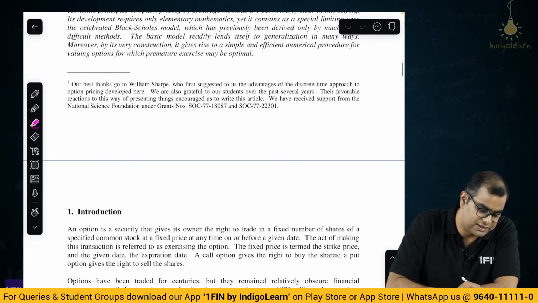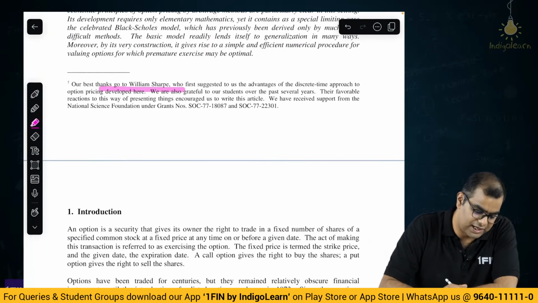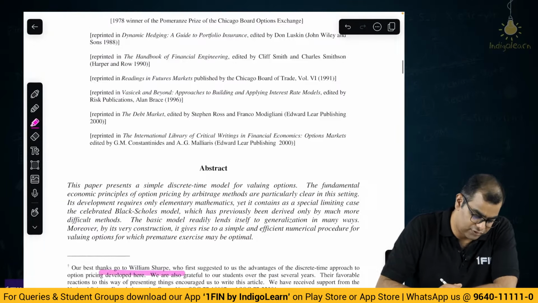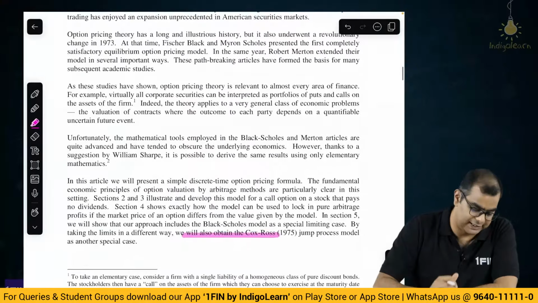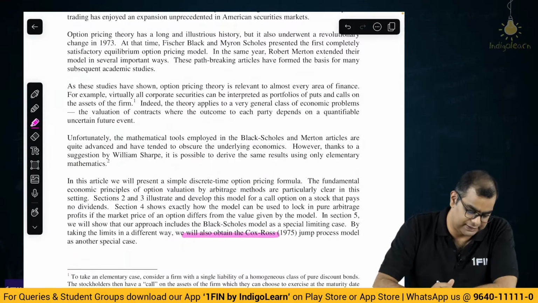They themselves acknowledge that other people have worked on this, like William Sharpe, and there was one more gentleman whose name they give, Rendleman and Bartter. Okay, Sharpe and Rendleman and Bartter, these guys also have come up with something. John Cox, Stephen Ross and Mark Rubinstein have worked on something like that, something that was developed by Sharpe and Rendleman.